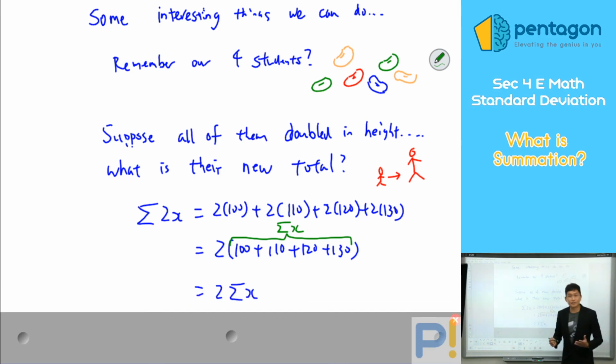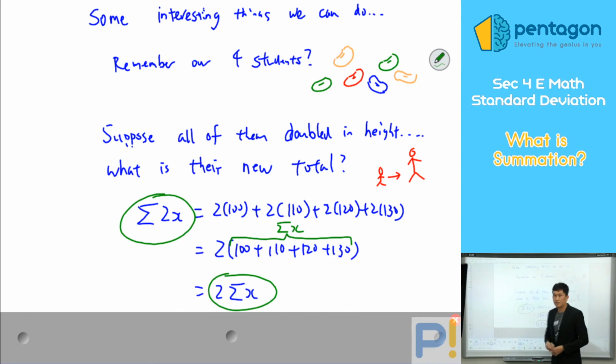And why is this interesting? That's because if you look at what we started with and what we ended up with, it seems as though we can move the constant 2 out of the summation sign at the front. And this is really important: moving constants out of the summation sign. We're going to use that in the derivation process. So please keep that in mind, and I'll see you in the next video.